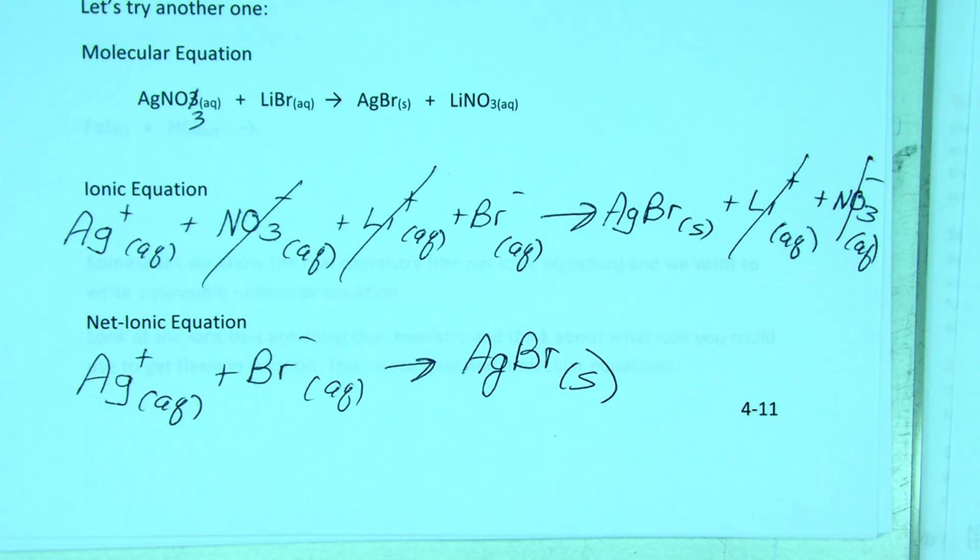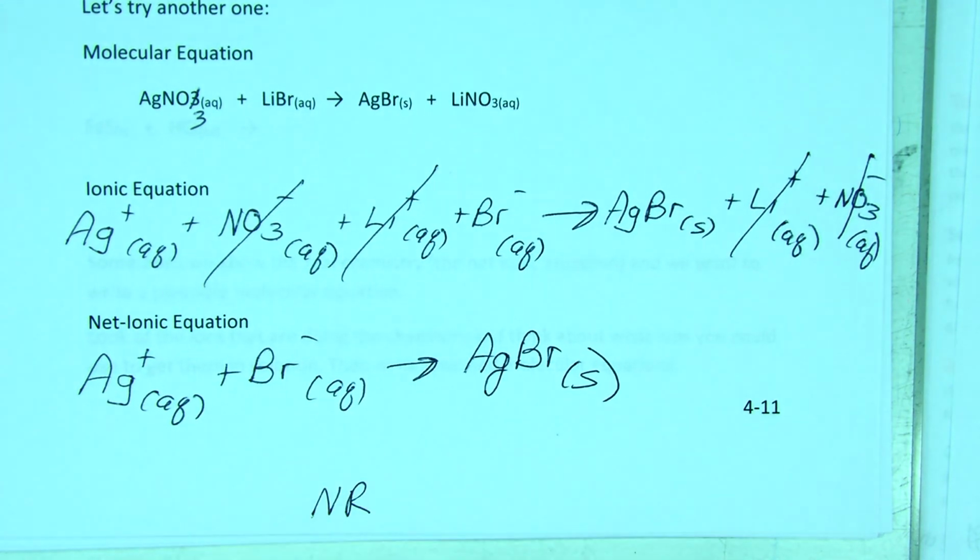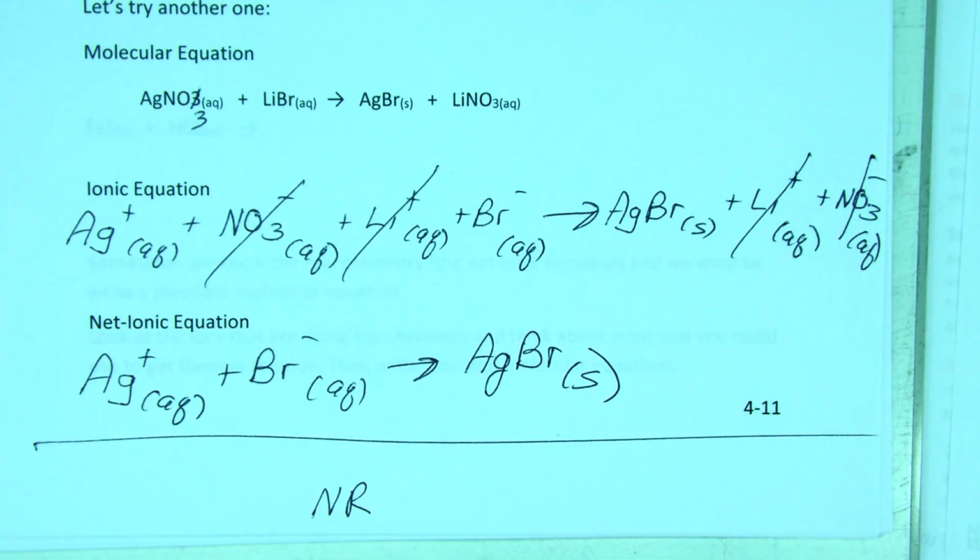In order to have real chemistry, you have to have a solid, a gas, or a weak electrolyte forming. If you don't get one of those things, then everything will cancel. And when everything cancels and we don't have any real chemistry, what we write for the net ionic is NR, no reaction. So that is not this example. But if you don't make a gas, a liquid, weak electrolyte, or a solid, you have no chemistry. Okay, now we're going to go ahead and do the ones on the next page.